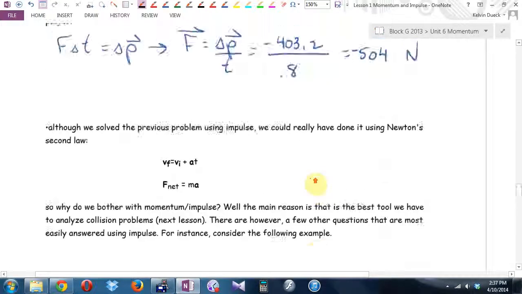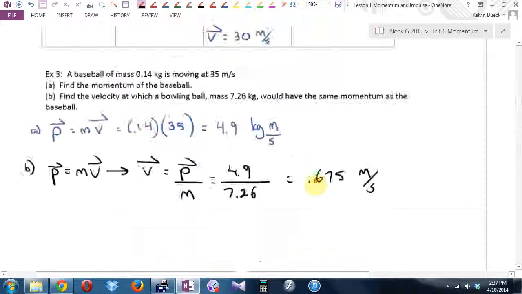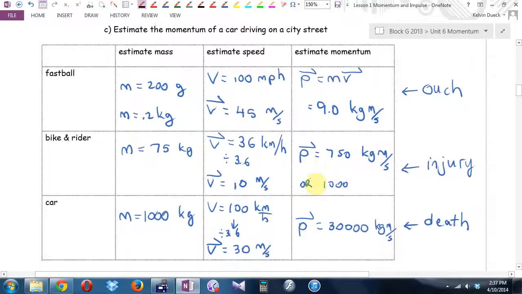So I fibbed a bit here when I did this chart and we talked about ouch, injury, and death. All of you have gone through a change in momentum of 30,000 kilogram meters per second. You just did it over 5 or 10 minutes going from the freeway slowly to your subdivision, to your house, to your home, to slowly stop. Really, it's how fast you're having to undergo that.